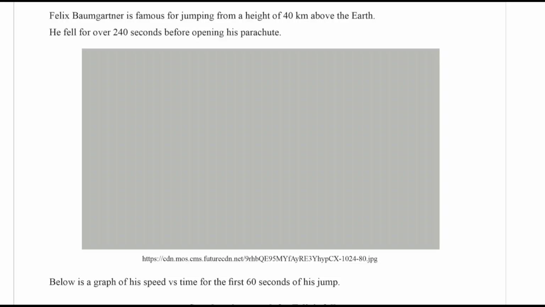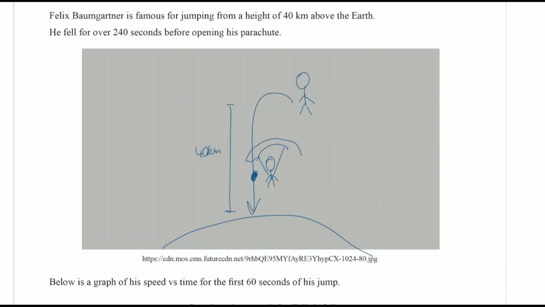Felix Baumgartner is famous for jumping from a height of 40 kilometers, oh my goodness, above the earth. So he fell for over 4 minutes before he was like, all right, time to open my parachute. So here's our dude Felix falling for a very long distance. And here's the earth. And at some point, maybe a bit closer to the earth, he opened up his parachute. I'm sure his parachute looked exactly like that, like an avocado slice.